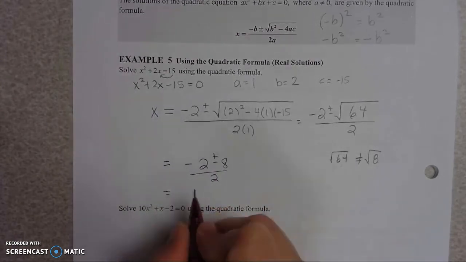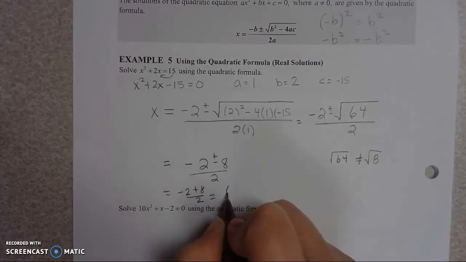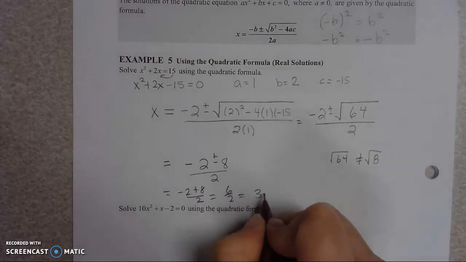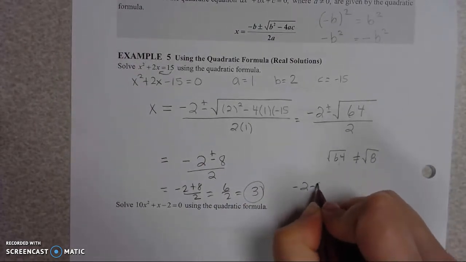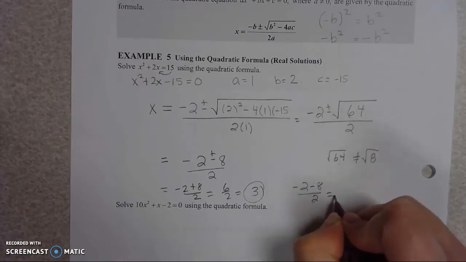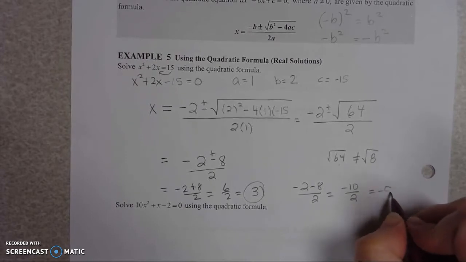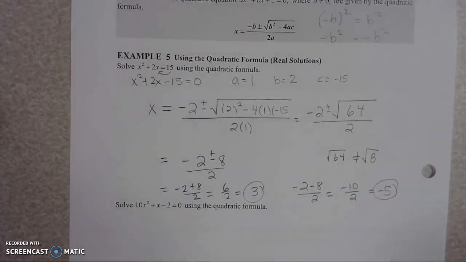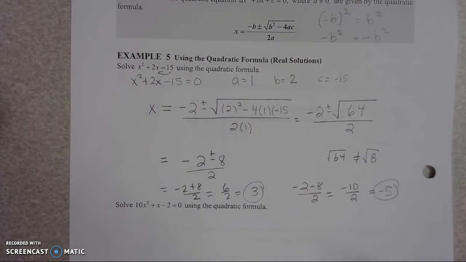So let's write those out. Negative 2 plus 8 over 2 is 6 over 2, which is 3. And then x can be negative 2 minus 8 over 2, which is negative 10 over 2, which equals negative 5. And of course you can always take your two answers and verify that they give you that answer in the original problem.